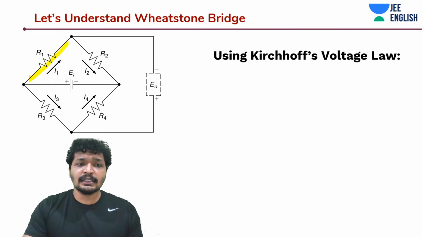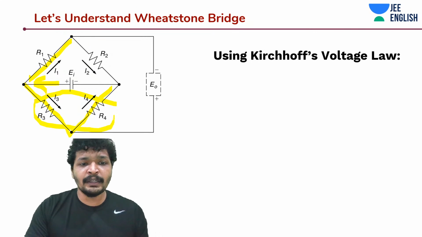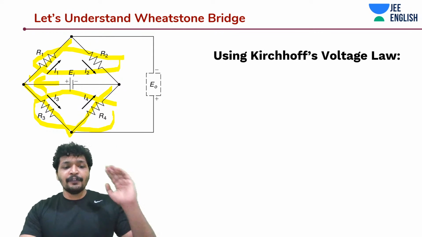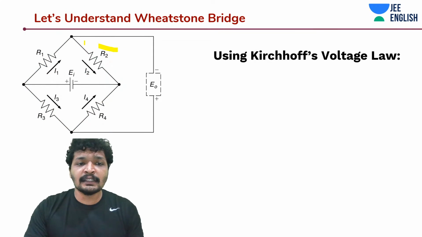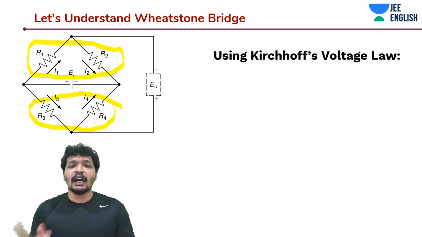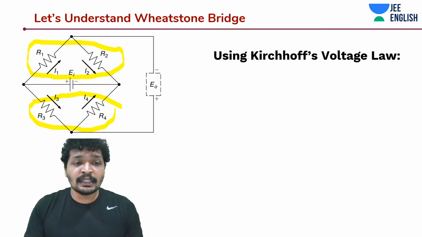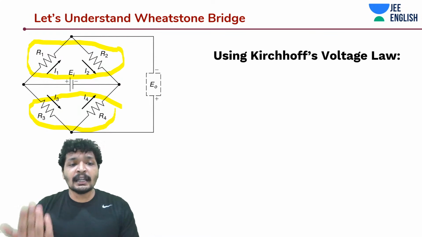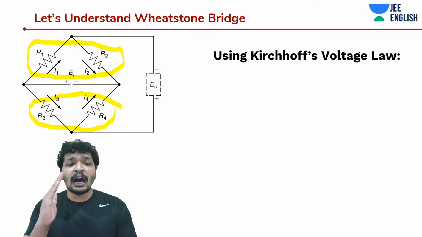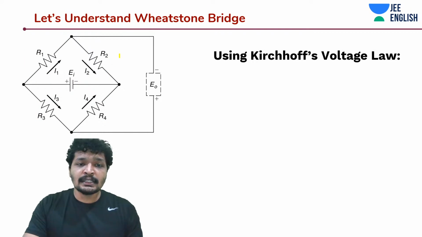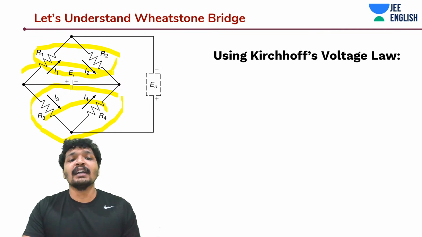I'm sorry guys, I'm correcting myself. Do carefully observe these points when I'm correcting myself, because that means something has gone wrong. R1 and R2 are in series, and R3 and R4 are in series. And this combination of R3 and R4 is in parallel with R1 and R2.